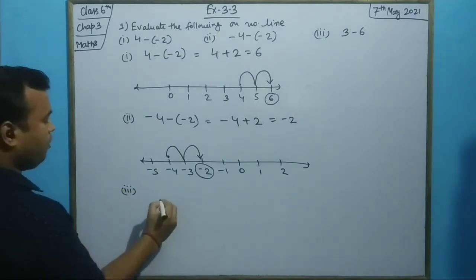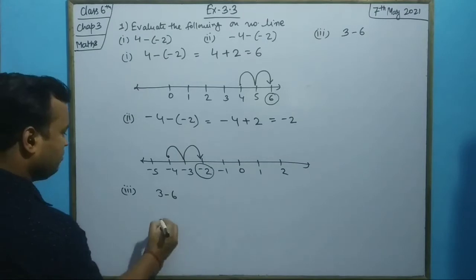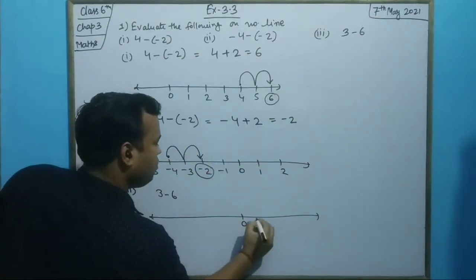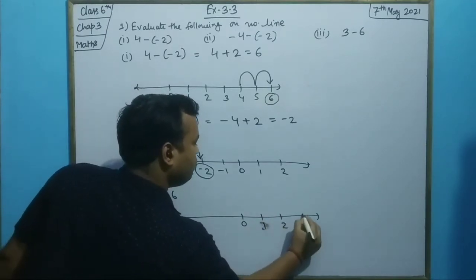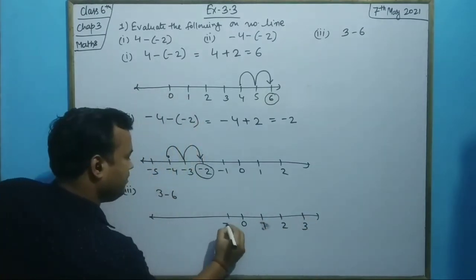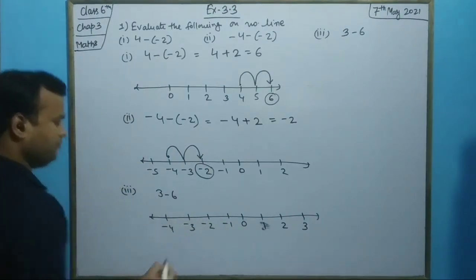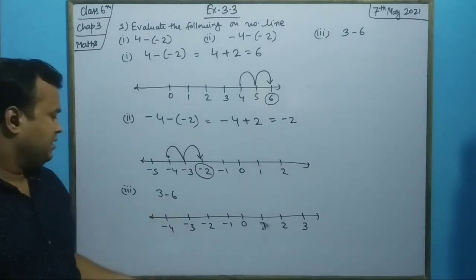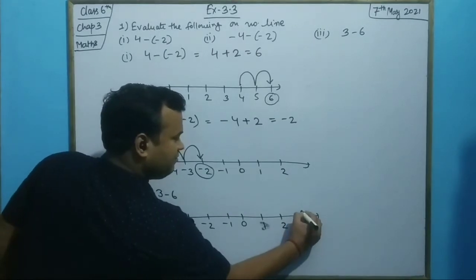So what is that? It is 3 minus 6. Let us draw the number line again: 0, 1, 2, 3, then minus 1, minus 2, minus 3, minus 4. Here it is 3 minus 6. Now we have drawn the number line also. Let us take 3. This is 3.